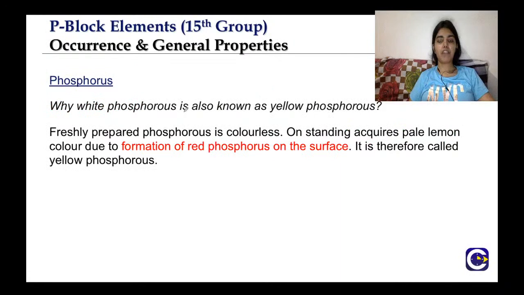Why is white phosphorus also known as yellow phosphorus? Freshly prepared phosphorus is basically colorless. On standing, it acquires a pale lemon color. Why does it acquire a pale lemon color? Due to the formation of red phosphorus on the surface, and therefore it is also known as yellow phosphorus.